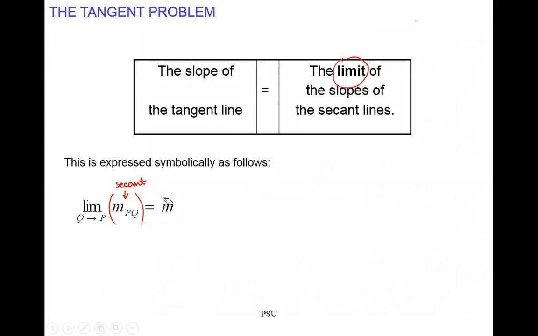And this is the tangent line. Slope, of course. Slope of the tangent.